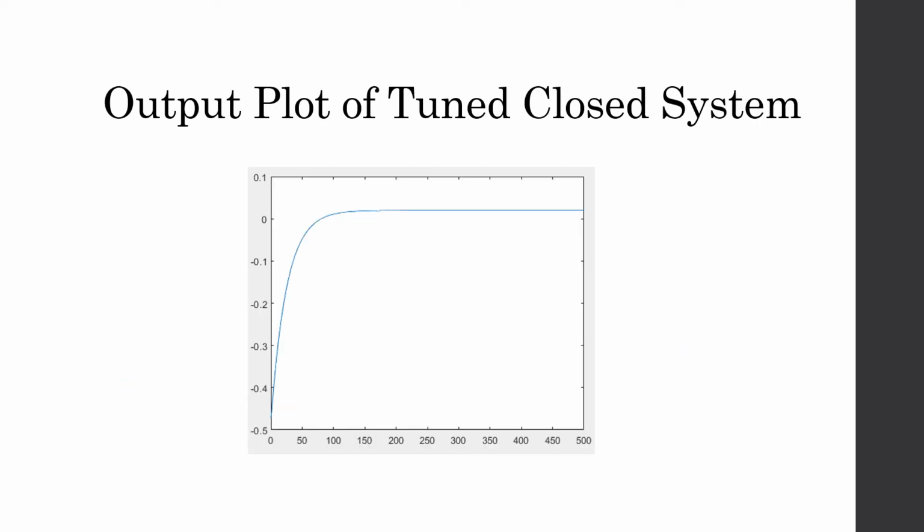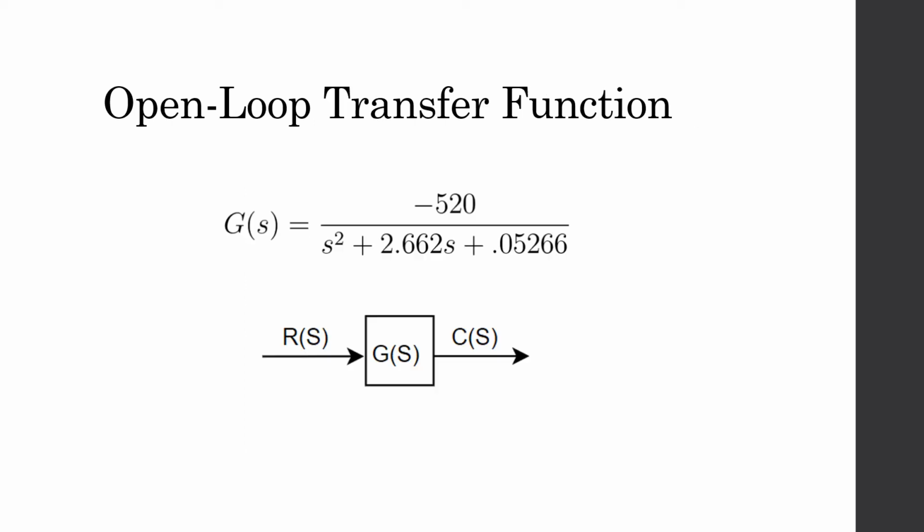The output plot of a tuned closed system is the graphical representation of the output response, y of t, in this case, given the input of a step function, u of t. To complete the next section, we went back to the open loop transfer function as found at the beginning of the presentation.